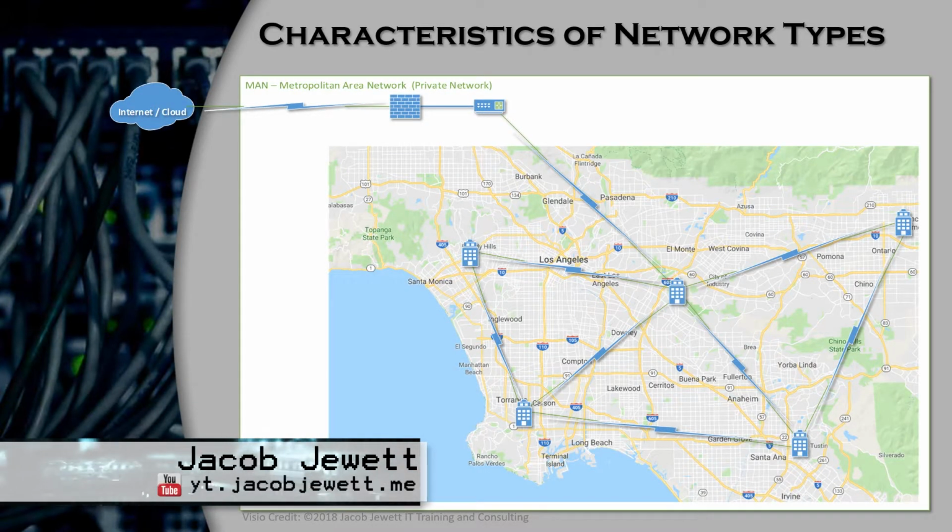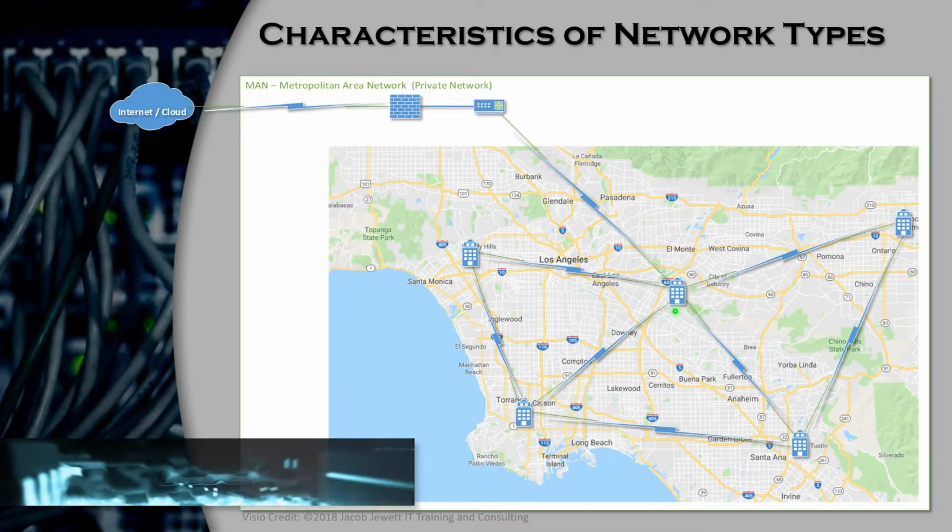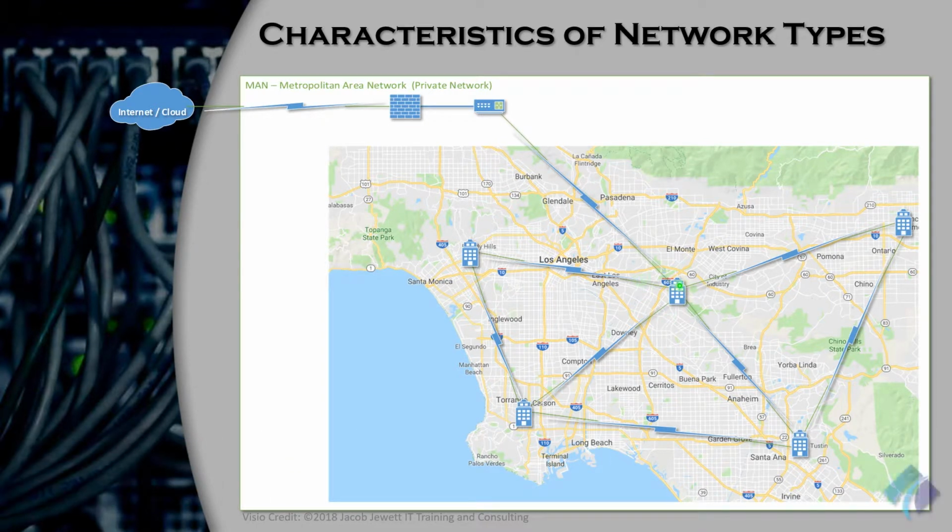A Metropolitan Area Network can be a single building, another campus, another single building, another campus, another single building, okay? For example, let's say that this one is your headquarters, so you have a campus of like 5 buildings. So you would have multiple LANs in this area, and each one of the buildings in your corporate campus would be considered a LAN.